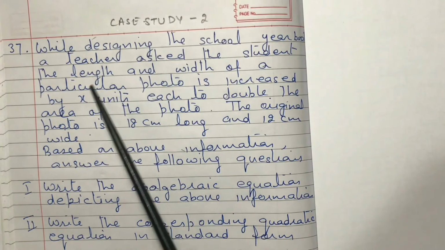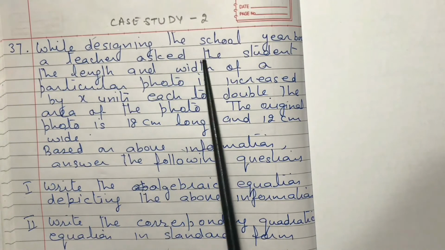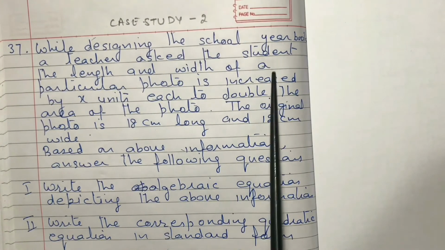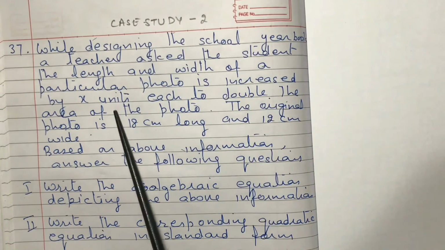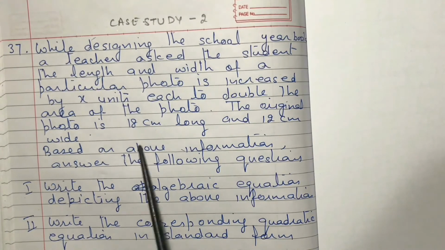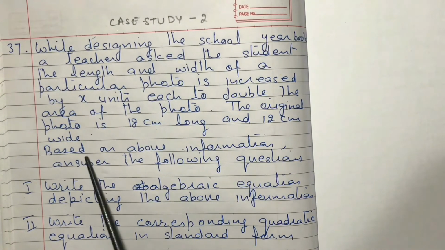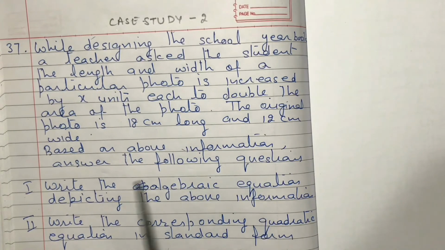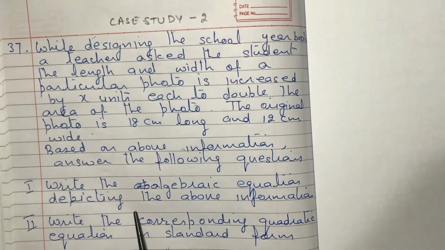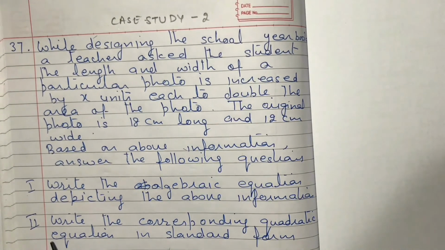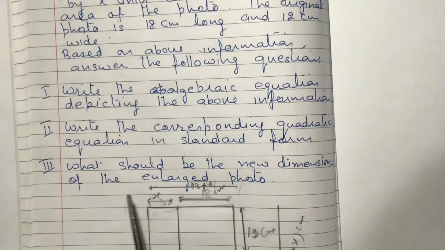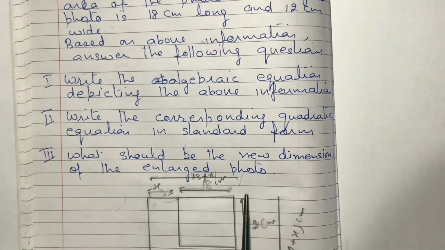Now case study 2, this is the 37th question. While designing the school yearbook, a teacher asked the student that the length and width of a particular photo is increased by x units each to double the area of the photo. The original photo is 18 cm long and 12 cm wide. Based on the above information, answer the following questions. First is write the algebraic equation depicting the above information. Second is write the corresponding quadratic equation in standard form. Third is what should be the new dimensions of the enlarged photo.